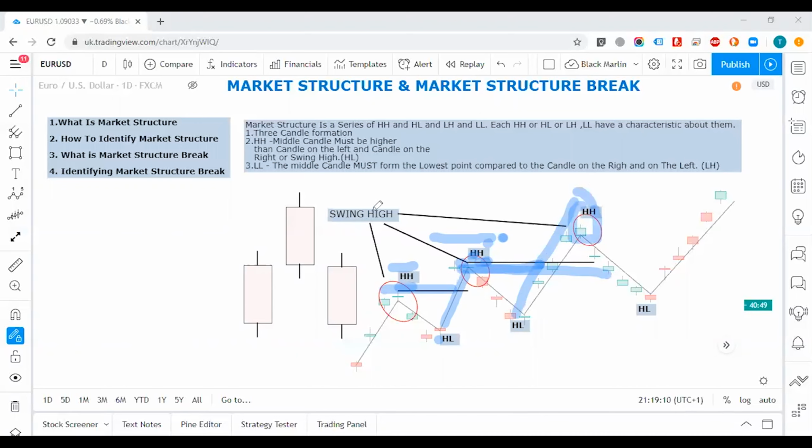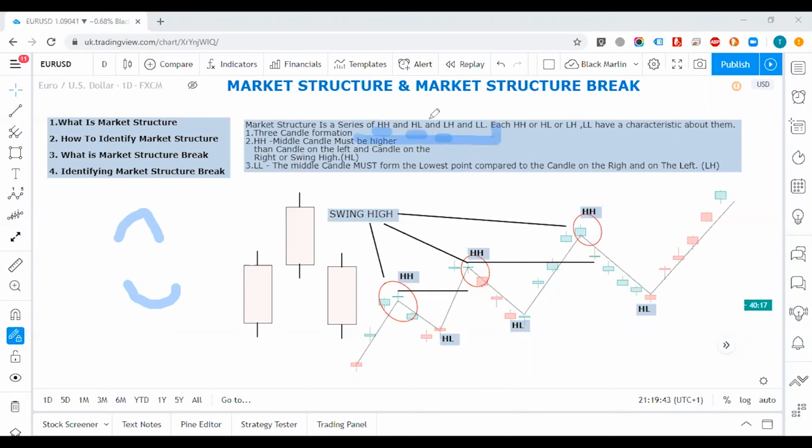And when you look at those points, like we said, you see three candle formations, and inside you see the middle candle has the highest point above the one on the left and on the right. So that's the main character or look of a swing high or a swing low. And that's what forms the higher highs and higher lows, and the series of all higher highs and higher lows is what we call the market structure.